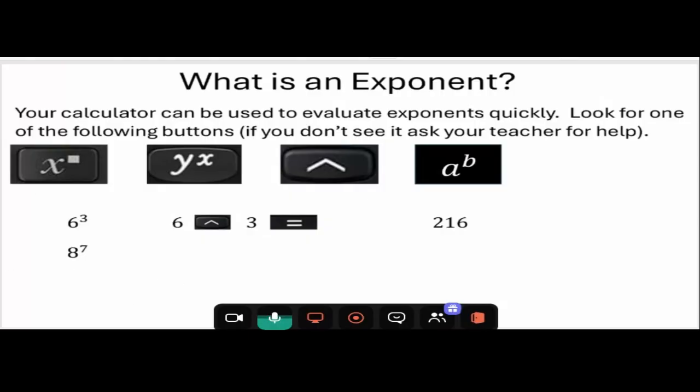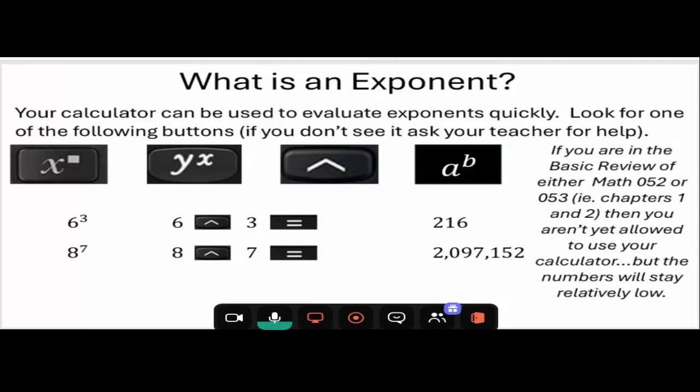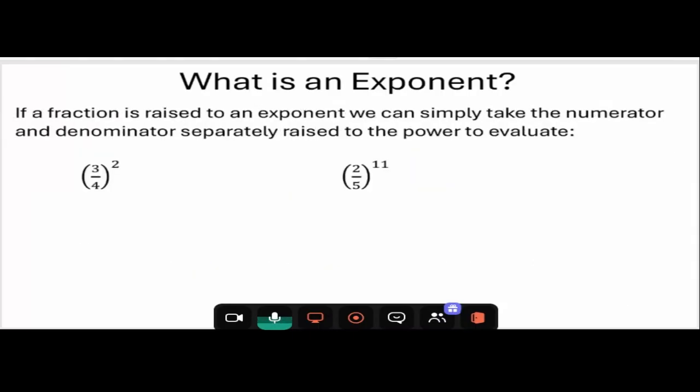8 to the power of 7, you type in 8, you hit the power button, type in 7, press equals, and you should get that really big number right there. Obviously much nicer than going 8 times 8 times 8 times 8 times 8 times 8 times 8 by hand. And this is just a little note of what I just said. Obviously, if you are in a chapter where you're not allowed a calculator yet, you don't have this luxury, but you soon will. All the more motivation to finish up those review chapters.